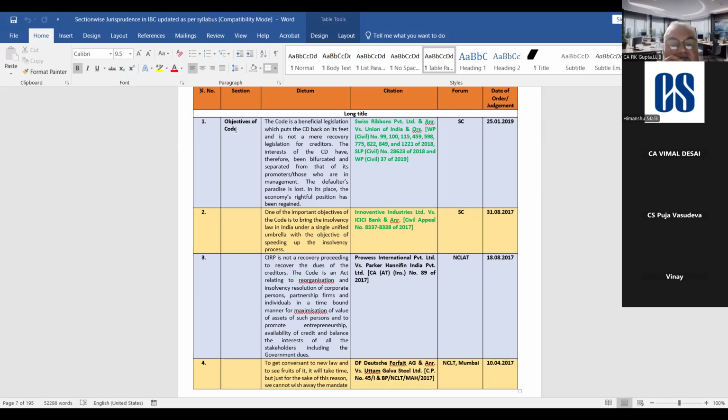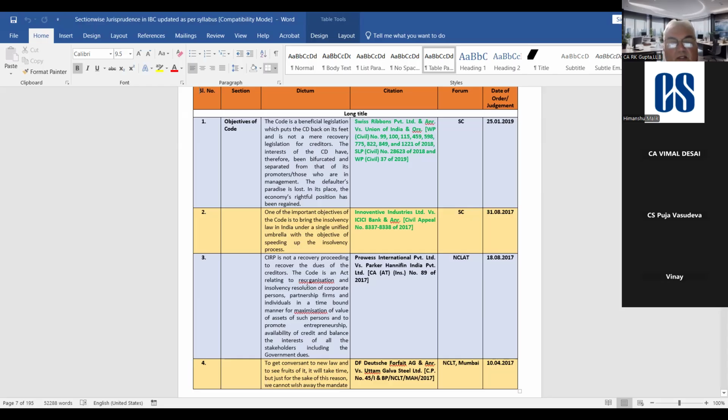To recover the dues of the creditors, the code is an act relating to reorganization and insolvency resolution of corporate persons, partnership firms, and individuals in a time-bound manner for maximization of value of assets of such persons and to promote entrepreneurship, availability of credit, and balance the interest of all the stakeholders, including the government dues. So it is some sort of reproduction of the preamble.